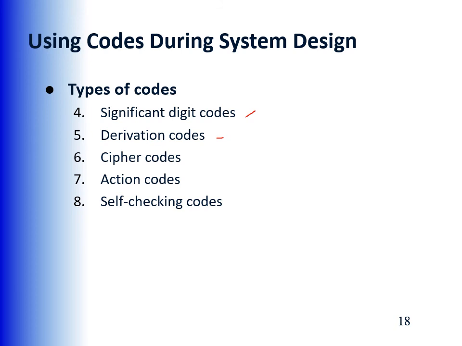Cipher code uses keywords to encode a number. For example, BAG equals 217, where B is 1, A is 2, and G is 7. That's a cipher code. Action code indicates what action is to be taken with an associated item. For example, D is for display, E is for exit. The last one is the self-checking code.